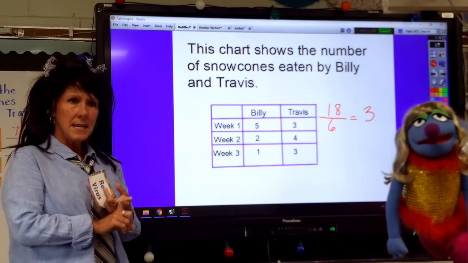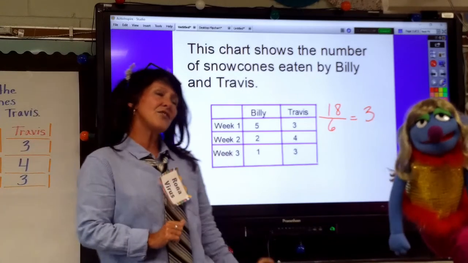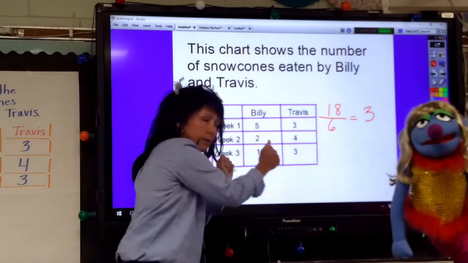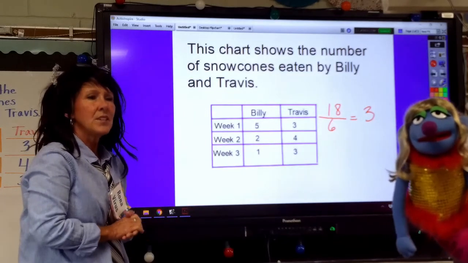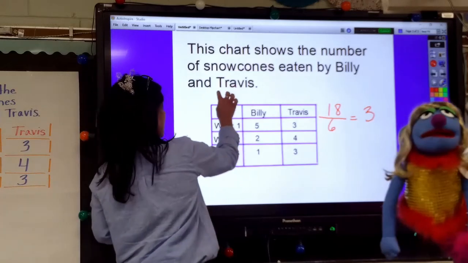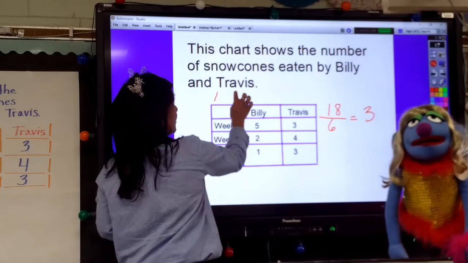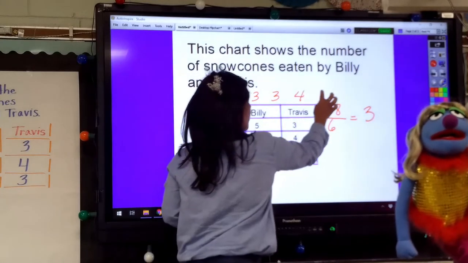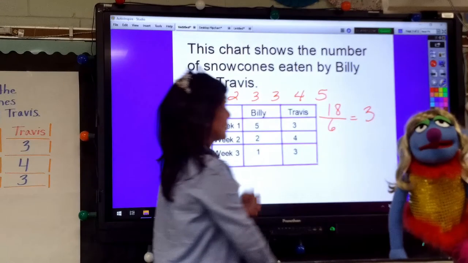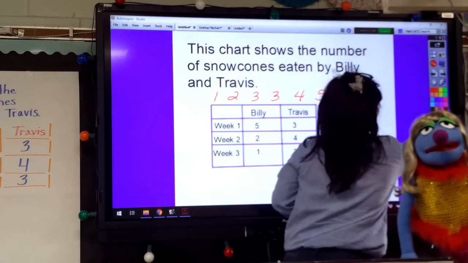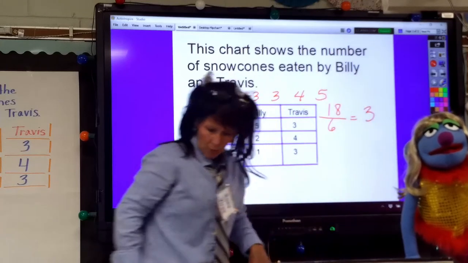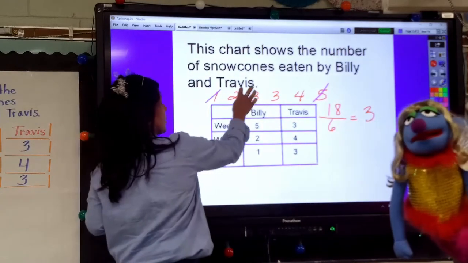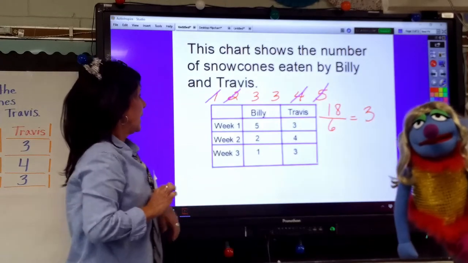So, what about median? Remember, I can't just go find the middle any old way I want. I have to list my data in order. So, we've got one, that would be our smallest value, and then two, then three, and four, and five. If it helps you, you can strike them off the end, so you're keeping up with your values on each end. So I take away another from each end. And look what I have.